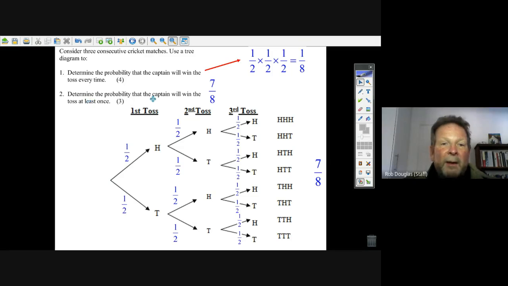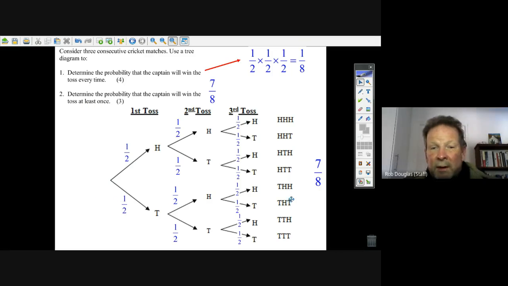But what's the probability that the captain will win the toss at least once? There'll be at least 1 head. Well, all of these ones have at least 1 head. The only one that doesn't have 1 head is this guy here. So what's the chance that you'll get at least 1 head? Well, you've got 1, 2, 3, 4, 5, 6. There are 7 different ways you can get at least 1 head. So there's 7 chances in 8. That's the probability the captain will win the toss at least once.